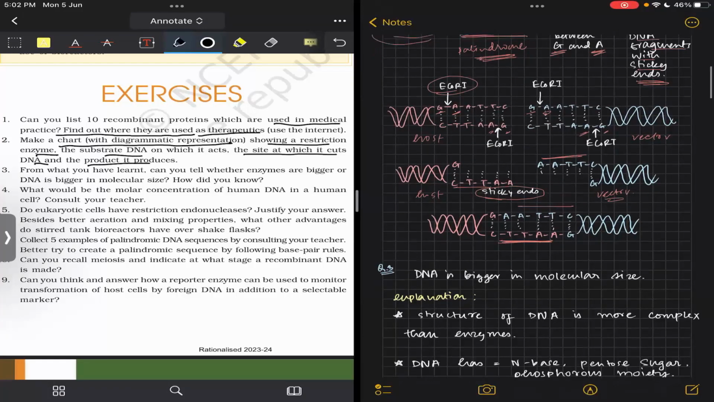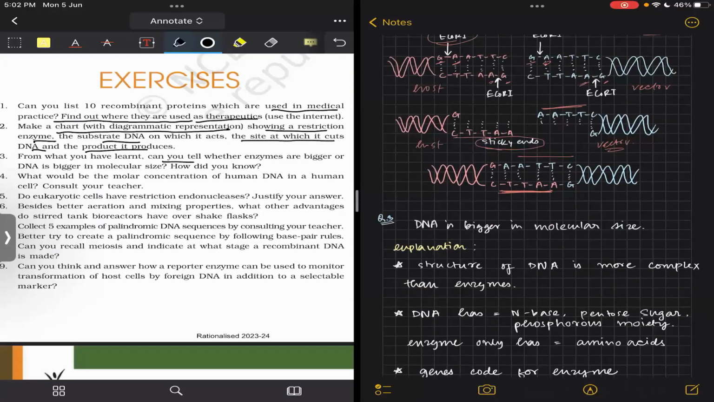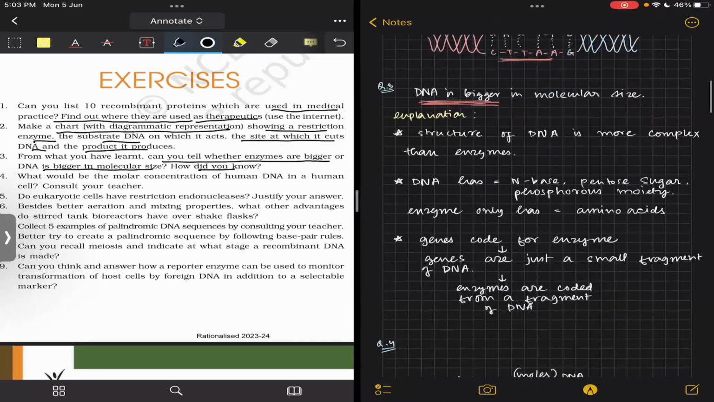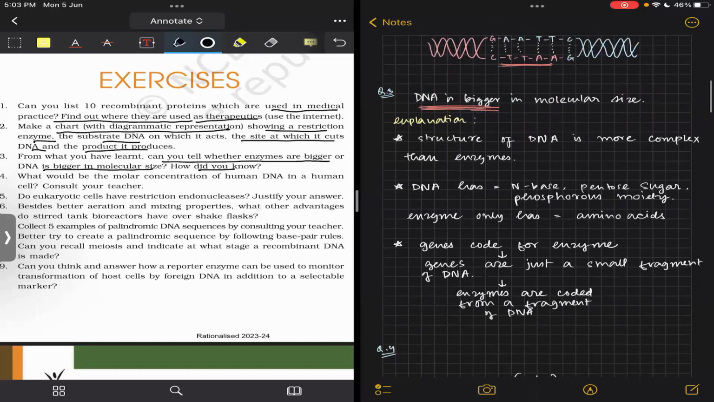Now coming to the next question, question number 3. From what you have learned, can you tell whether enzymes or DNA are bigger in molecular size, and how did you know? The answer is DNA is bigger. The explanation is that the structure of DNA is more complex than enzymes. For example, DNA has nitrogen bases, pentose sugars, and phosphate moieties, whereas enzymes only have amino acids bound in a polypeptide chain. So the structure of DNA is more complex.